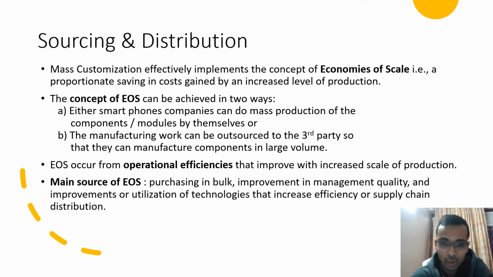So economies of scale occur from the operational efficiencies that improve with the increase of scale of production. As discussed, the main sources of how we can achieve economies of scale could be doing the bulk purchase, or improving the management quality, or utilizing technologies so that we can have increased efficiency in the supply chain distribution.